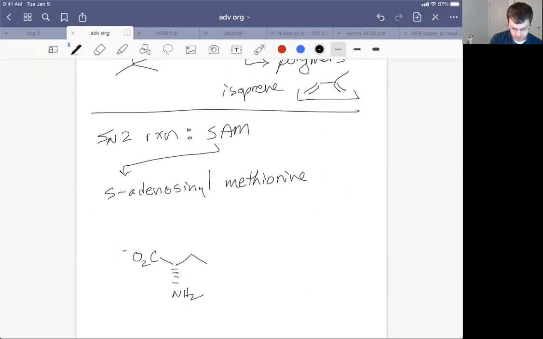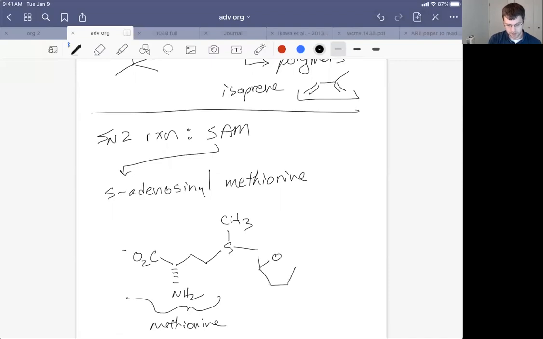Now we're going to go 2 carbons away to an S group, which is unlike cysteine, and we're going to have a CH3 sticking off. So there's my methionine. Now it's S-adenosyl because we put an adenosine group onto the methionine. Now, adenosine is a combination of a sugar and a base, an alkaloid base.